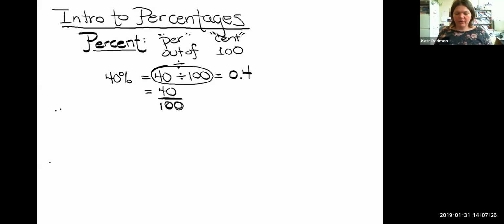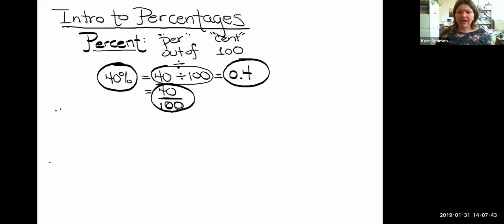So this is what I want to point out to you, that there's a lot of ways to think about percents. A percent can be conceptualized as a decimal or a fraction. We saw it in both ways, because percent literally means divided by 100. So in this case, 40% is 40 out of or divided by 100. That being said, I really want to talk about what 100% means.